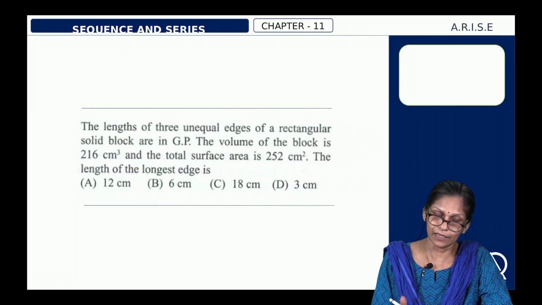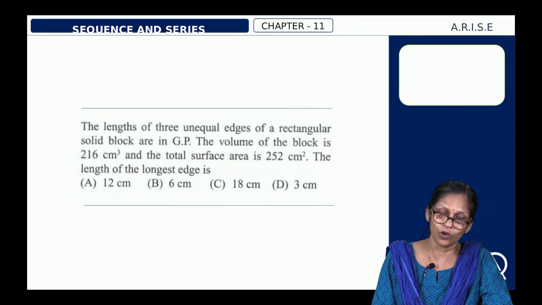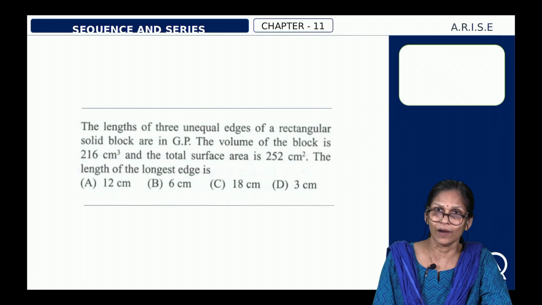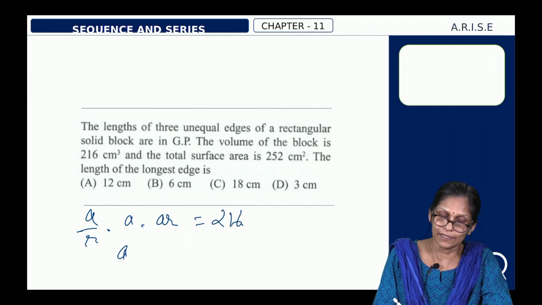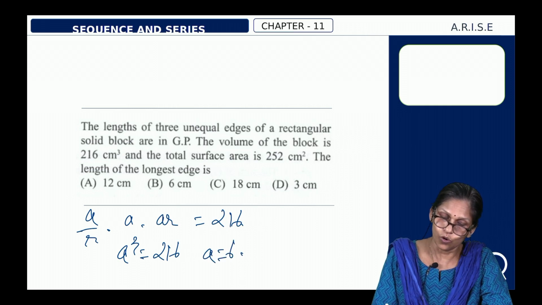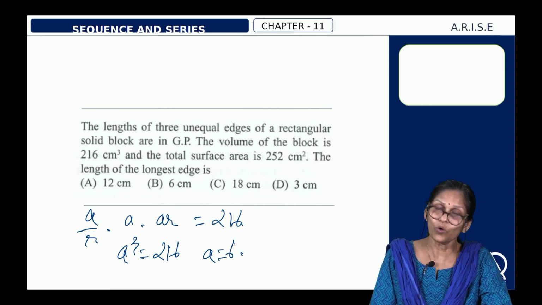Now, this I will just skim through. Lengths of 3 unequal sides of a rectangular solid block are in GP. The volume of the block is 216. So, let the sides be A by R, A and AR. So, that volume is 216, means A cubed is 216. So, A is 6.